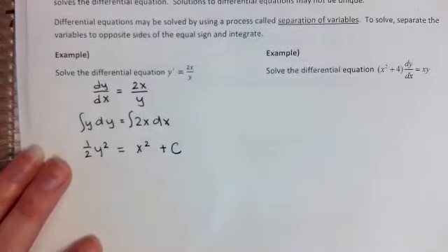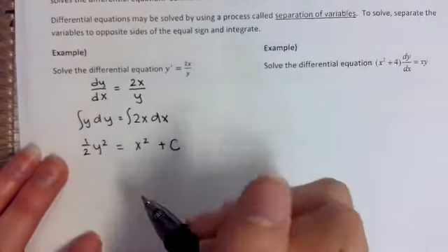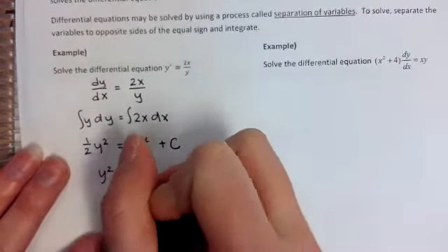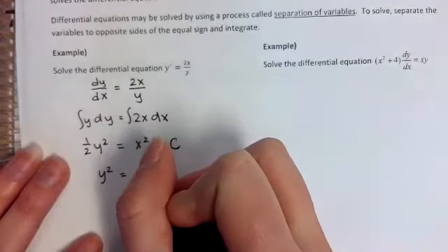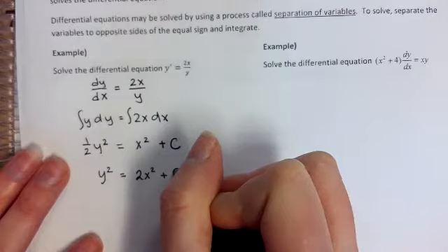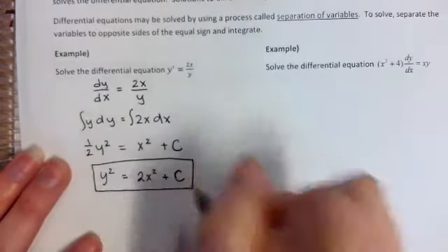Now, we're going to try to get y alone. I'm okay if it's a y squared alone, just as long as y is kind of by itself. There's no other constants or stuff like that. Okay. So how do I get, in this case, I'll just be getting y squared alone. How do I get it by itself? Multiply everything by 2. So I'm going to have 2x squared plus c. And that's my answer.